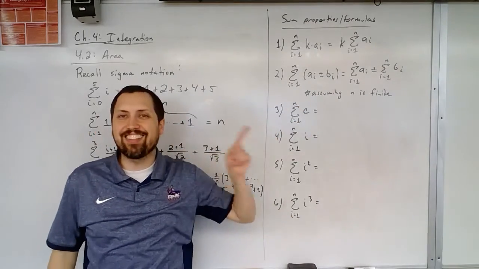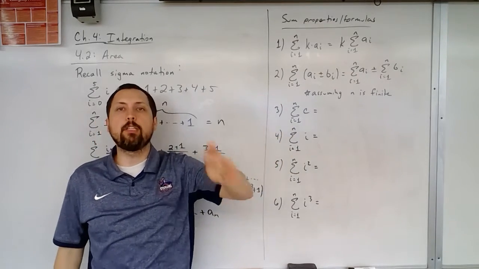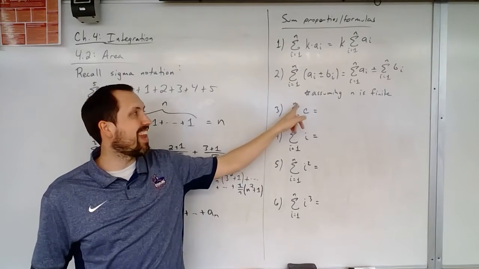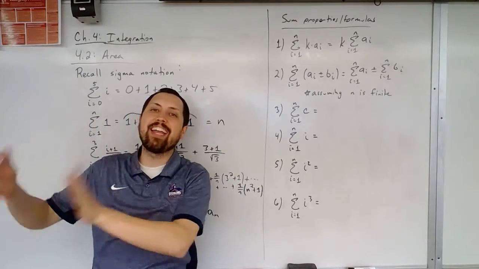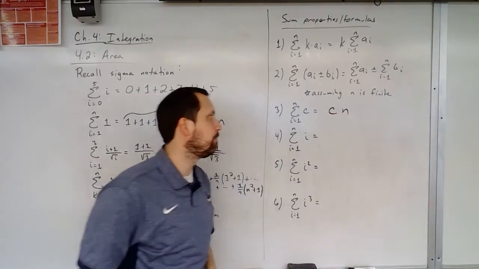Now, if we add a constant, it's not going to change. We're going to be adding c plus c plus c plus c. How many times will we add c? Well, we're going to add it n times because we start at i equals 1 and we go up to n. There are going to be n copies of c, so that's going to be the same thing as c times n.